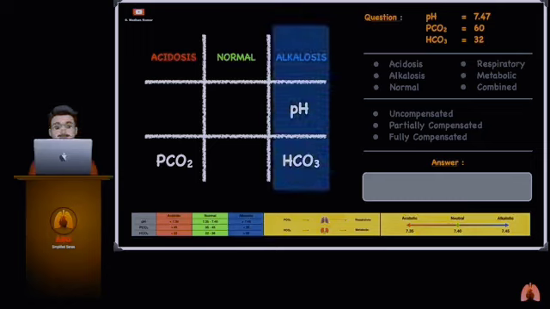As you can see, pH is under alkalosis. It is alkalosis. HCO3 is involved in that row of alkalosis, so it is metabolic. Since all three values are abnormal, the final interpretation will be partially compensated metabolic alkalosis.